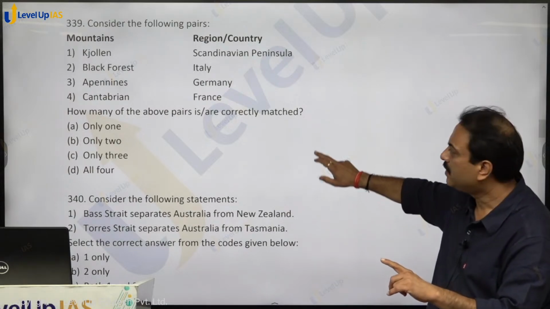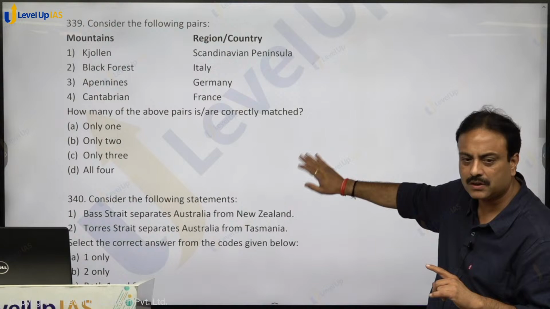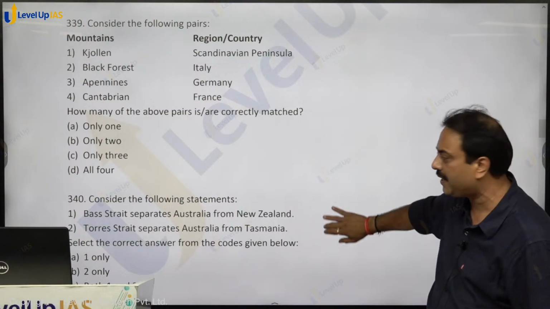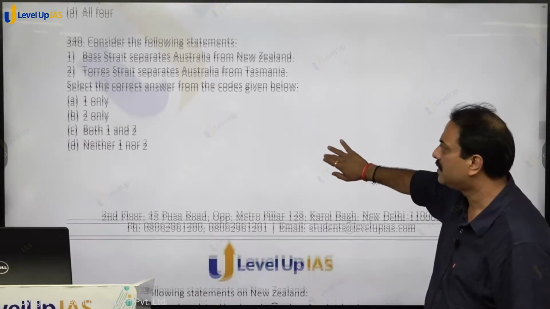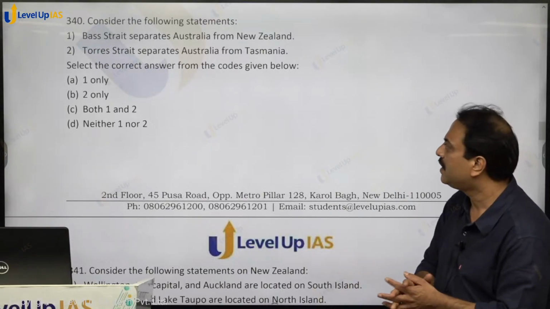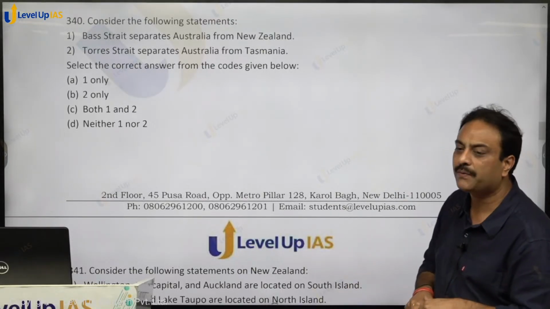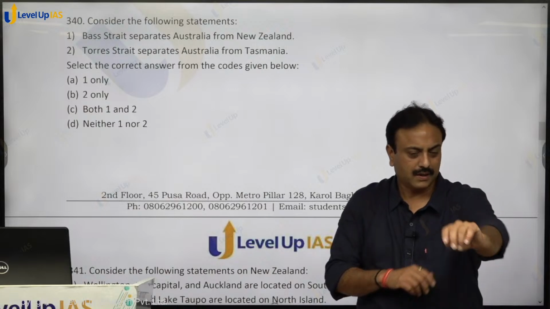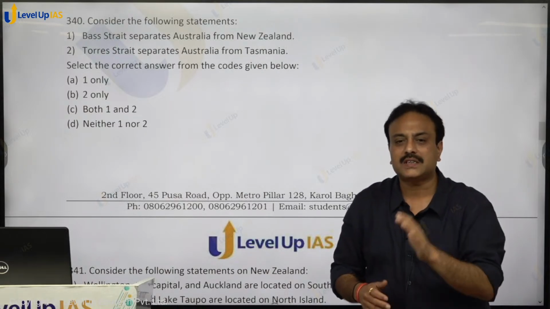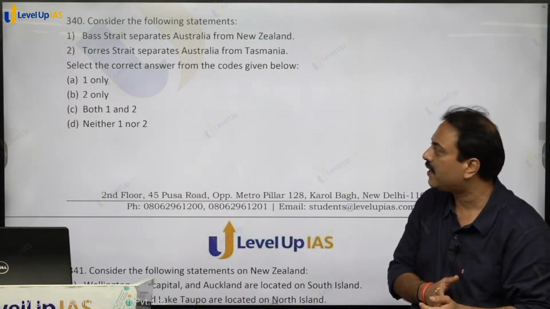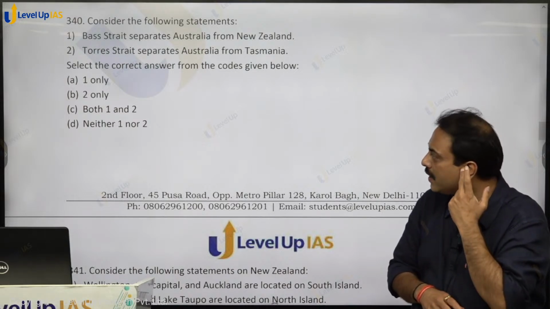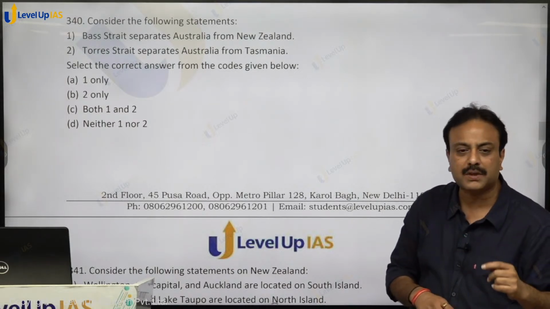Clear on that? So one is correct, rest all are wrong. So only one, option A for apple will be the right answer. Consider the following statements. Bass Strait separates Australia from New Zealand. Bass Strait is on the southeastern side of Australia. It separates Australia from Tasmania. Torres Strait separates Australia from Tasmania.